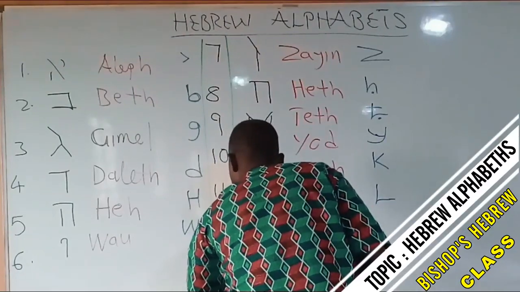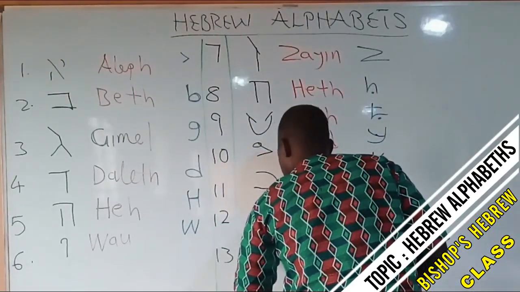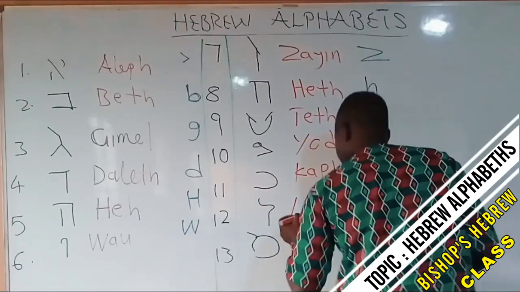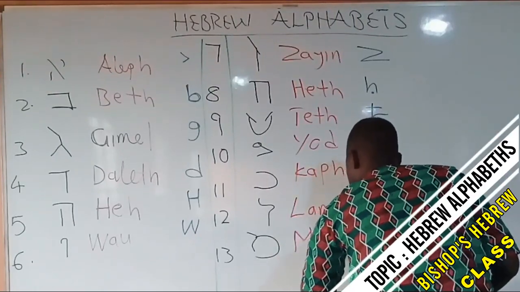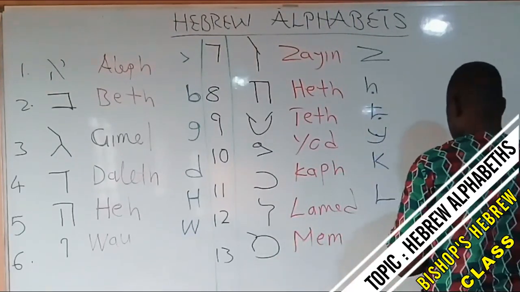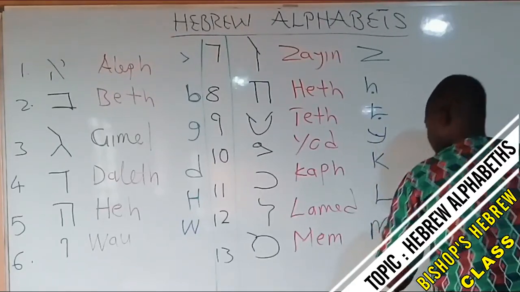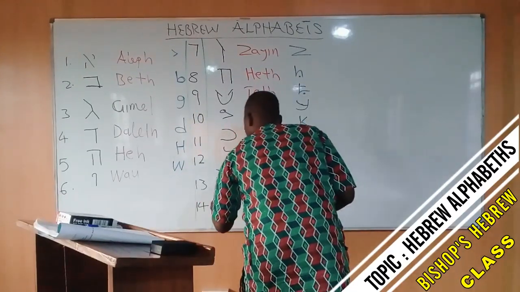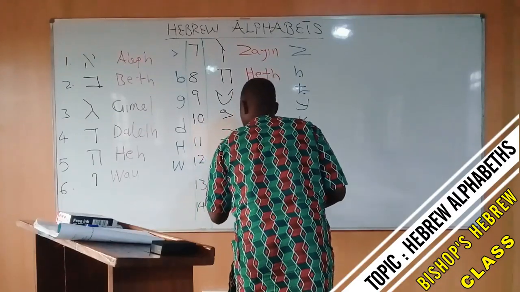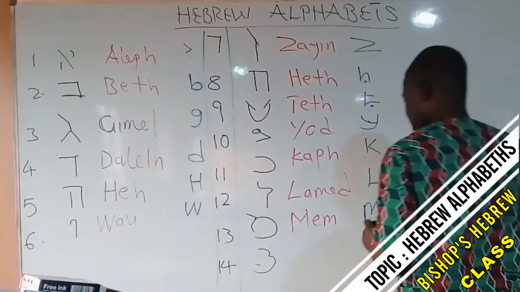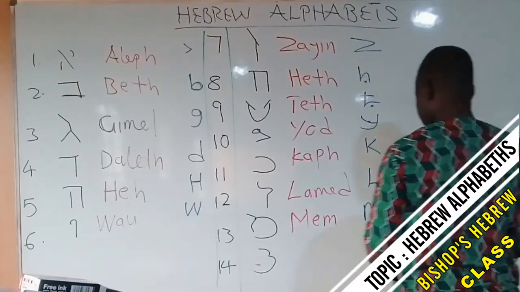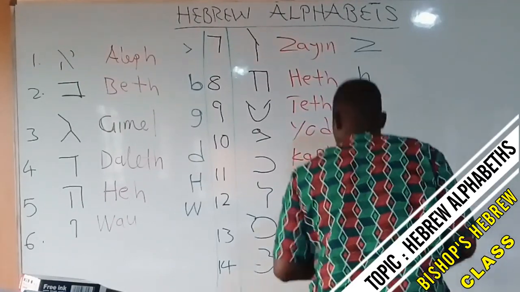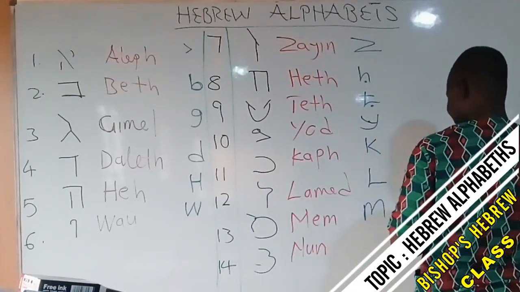The 13th letter is a Mem. We start from M. The 14th one is a Nun. A Nun is like this. Which is an N.